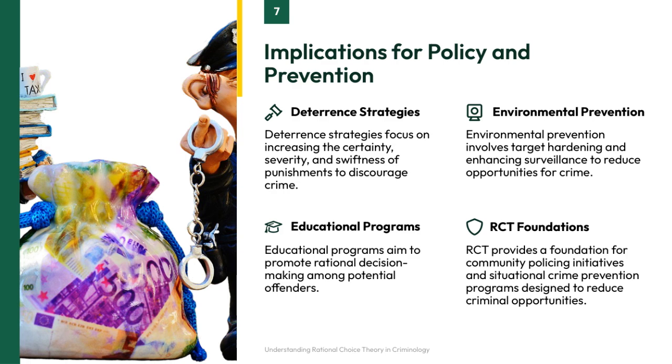crime before it happens. Finally, rational choice theory serves as a backbone for community policing and situational crime prevention efforts. These initiatives use the understanding that offenders make calculated decisions. So by changing the environment and community dynamics, we can make criminal behavior less attractive and less feasible. All these strategies work together to create a comprehensive approach to lowering crime rates.